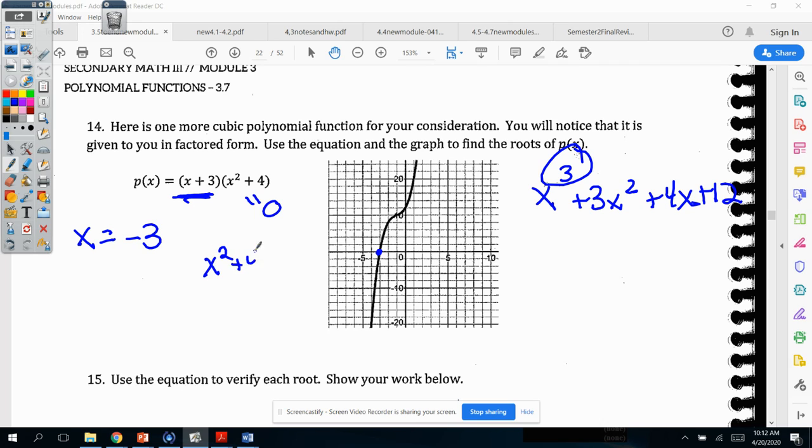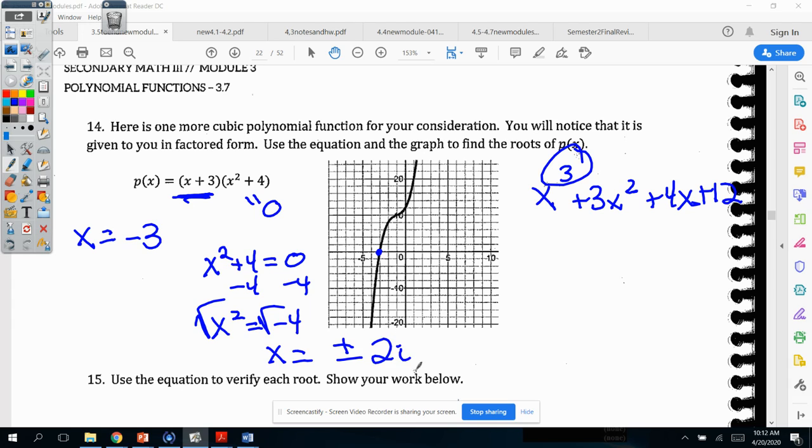X squared plus 4, if it was to equal 0 and I subtract 4 from both sides, x squared is -4, square root both sides. My last 2 are plus or minus 2i. Okay, they want me to verify that it's true by plugging it in on question 15. -3 is easy to check.